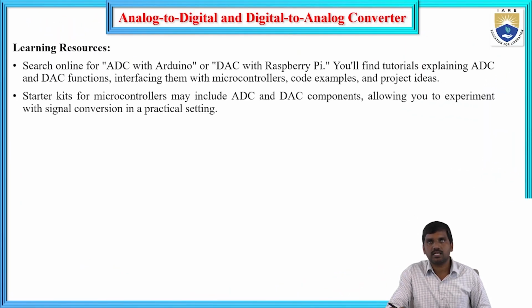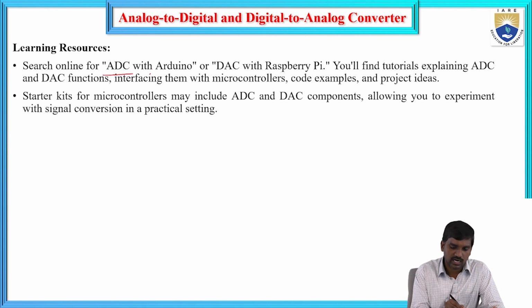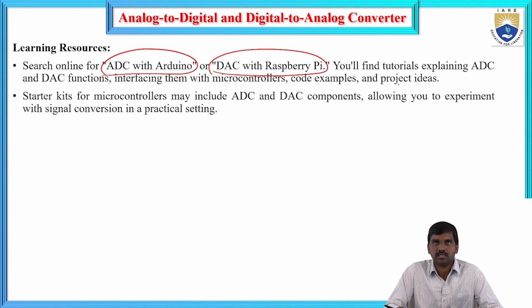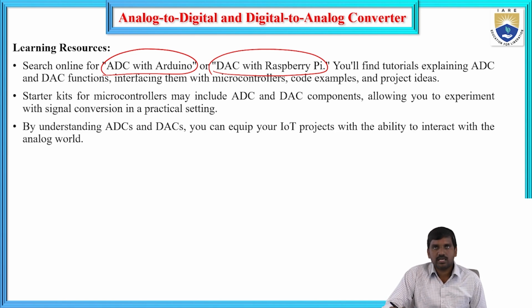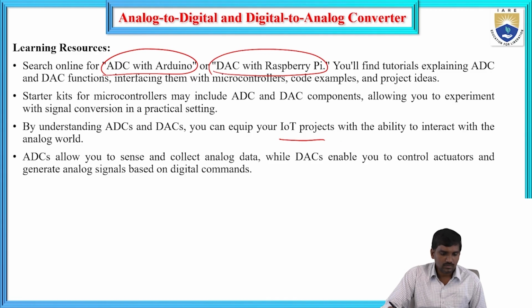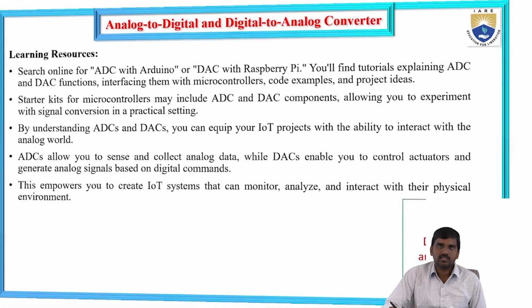These are the learning resources: ADC with Arduino or DAC with Raspberry Pi. You will find tutorials explaining ADC or DAC functions, interfacing them to a microcontroller, code examples like that. Some project ideas you can also develop. By understanding ADC and DAC, you can equip your IoT projects with the ability to interact with the analog world. ADCs allow you to sense and collect analog data, while DACs are able to control actuators and generate analog signals based on digital signals.